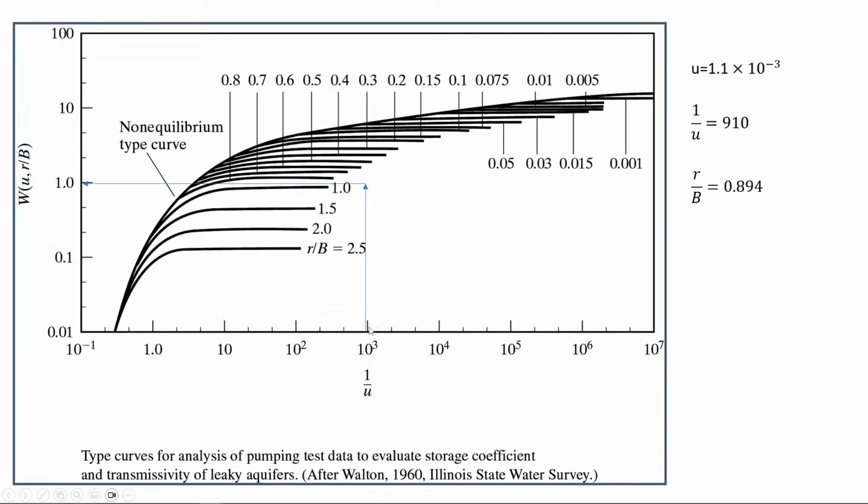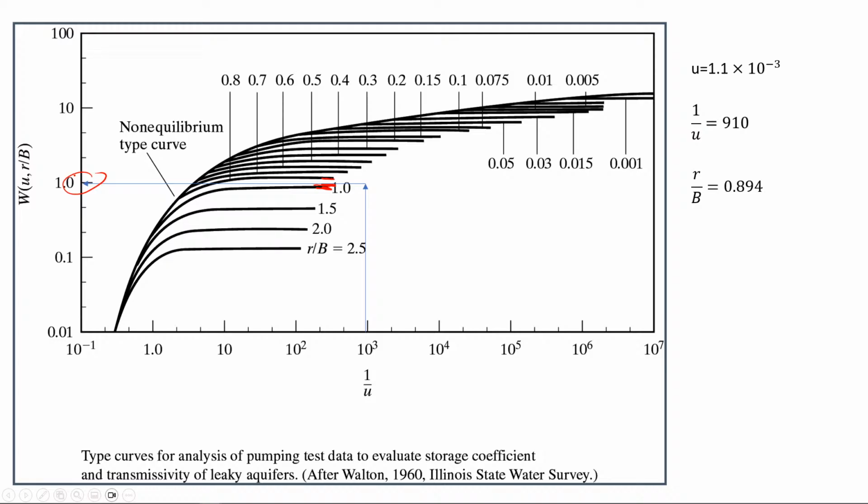And then basically you just try to find the W, so 1 over u here, and you find this r over B curve. So these are the r over B curves. We have about 0.9. So this is 1 here, this is 0.8 here, so maybe 0.9 would be this one here, something in between. And then you get about 1.